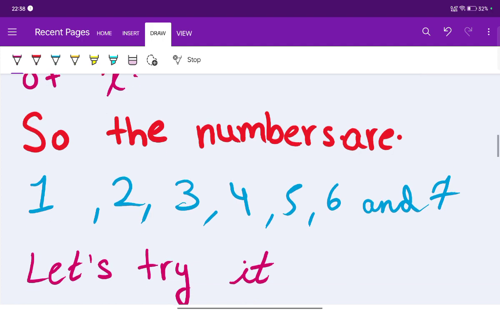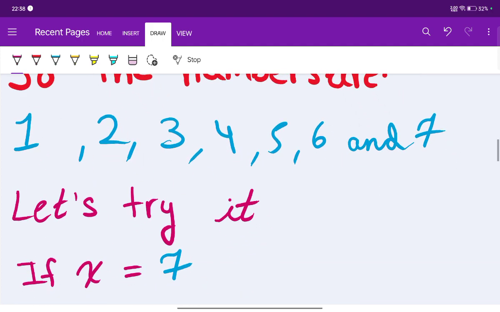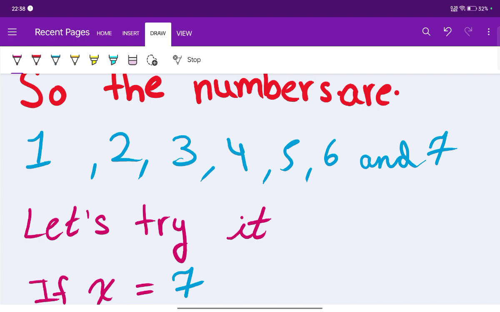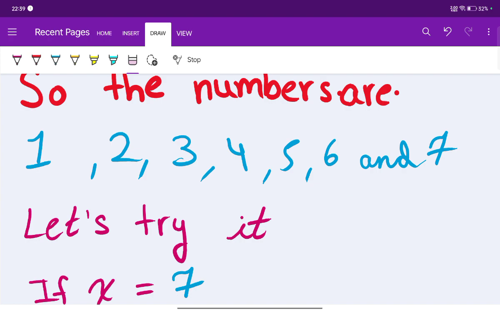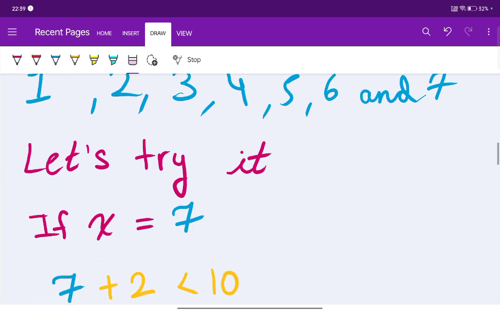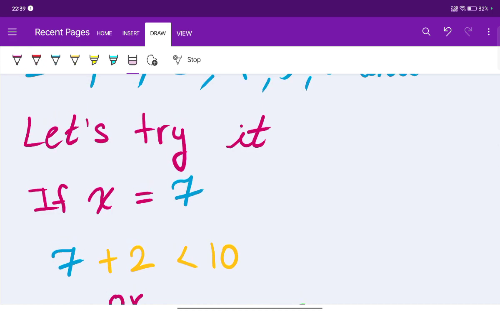Numbers are 1, 2, 3, 4, 5, 6 and 7. So these are natural numbers, but there could be any real number less than 8. So here not only 1, 2, 3, 4, 5, 6 and 7 can come, but also minus 1, 0, and 1 by 2 can also come. So let's try it.